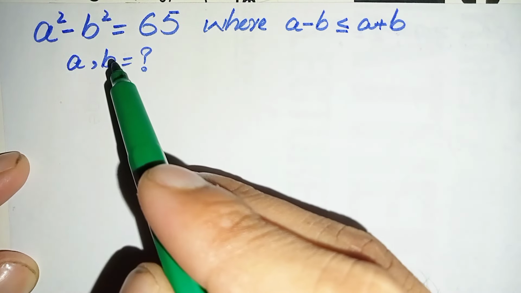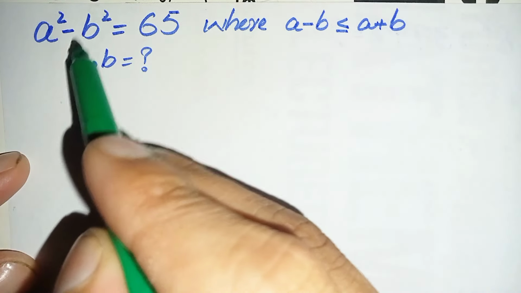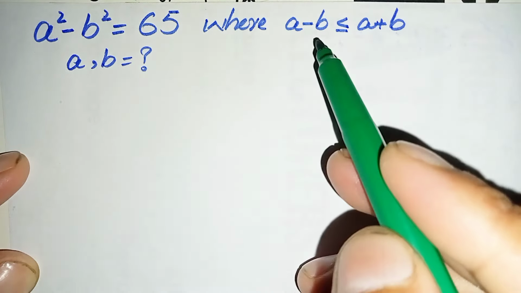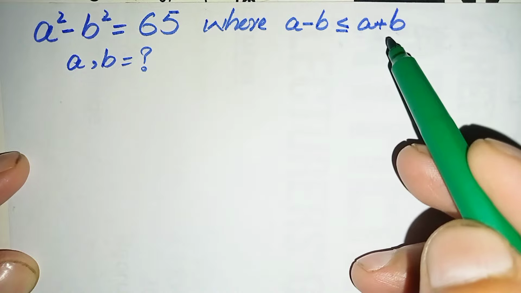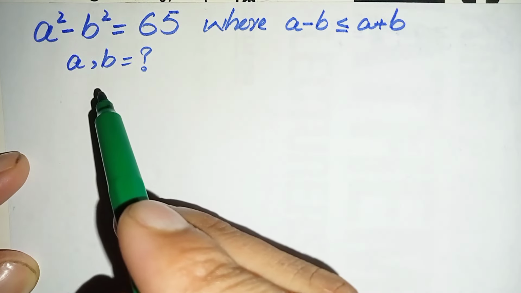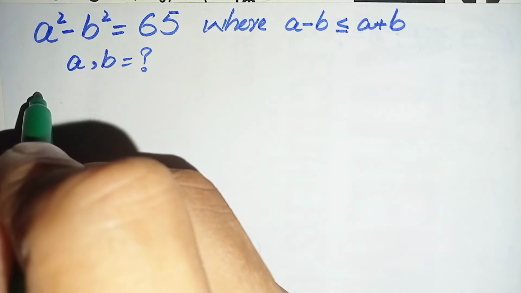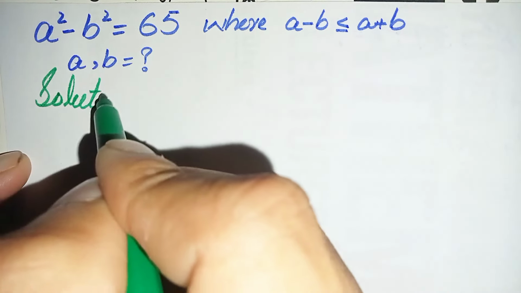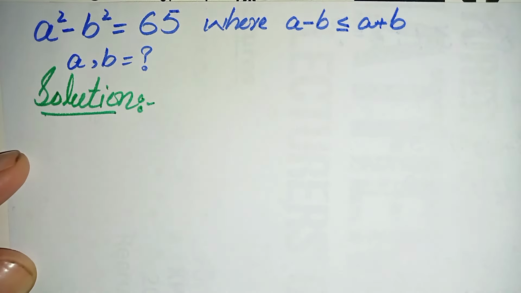How to solve this nice algebra math problem, which is a square minus b square is equal to 65, where the condition is given that a minus b must be less than or equal to a plus b. So here we will try to find the value of a and b. Now first of all, we will write the solution. After the solution, we will write the problem here.